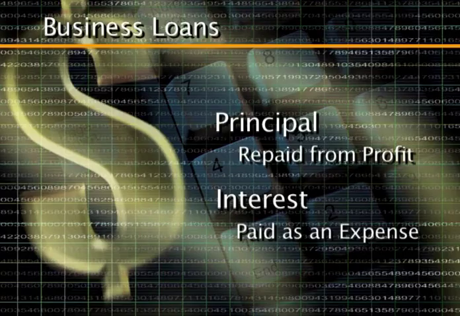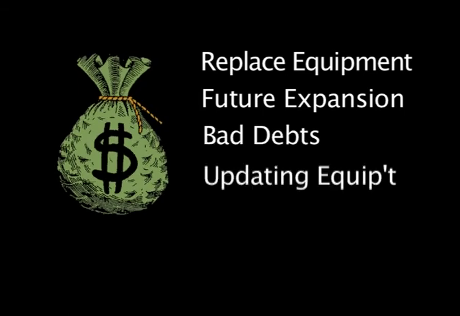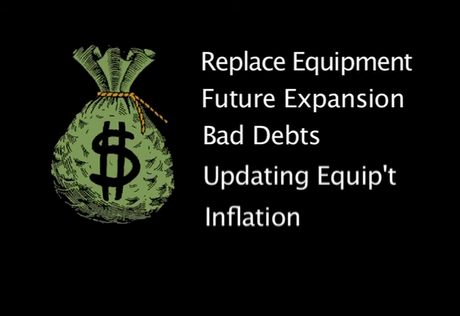Once you've dealt with these commitments, you should then put aside funds for future replacement of worn equipment, future expansion of your business, cover for bad debts, updating of equipment to keep pace with current technology, and an allowance for inflation. Finally, you can consider some reward for your own time and effort in the business, return for the funds you've invested, and you should also make some allowance for the risk of investment.